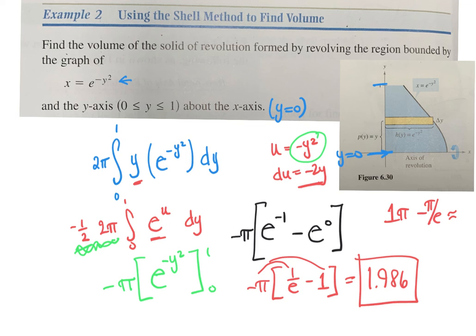So pay attention to your u substitution here. You get a negative 2y. We just have a y. That's why we have to pull this negative 1/2 out when we do our u substitution.